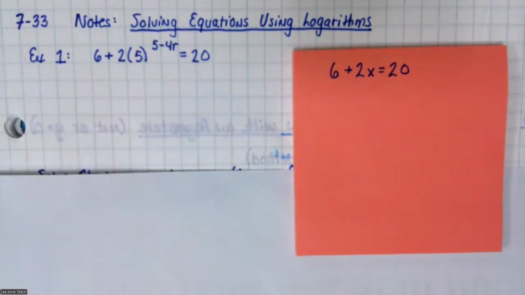And I want you to think of it like you're solving this. So I took out the 5 to the 5 minus 4r and replaced it with x. Does that make sense?